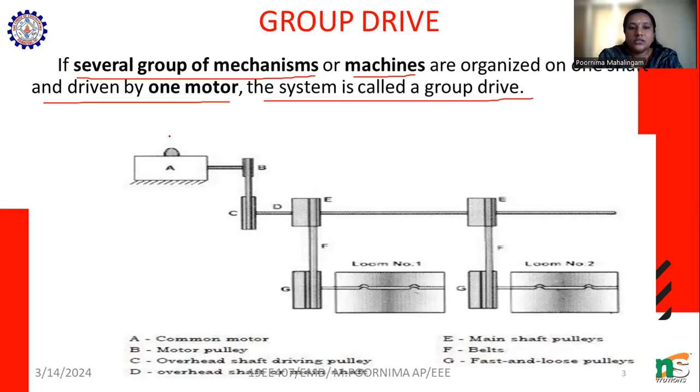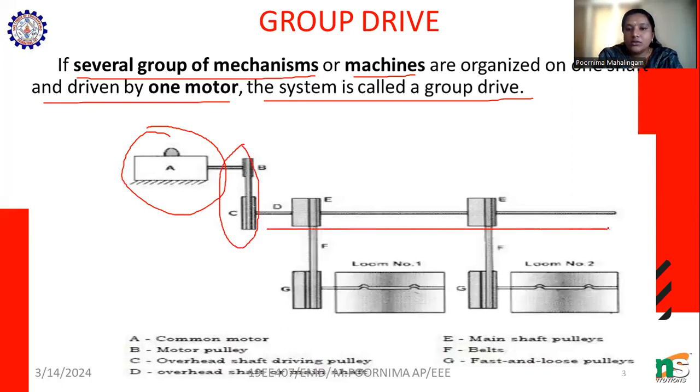Here we can see the picture. This is one motor, and we have a shaft. The shaft is connected with more shafts, and we have so many machines. So what is A? A represents the common motor. B represents the motor pulley. C represents the overhead shaft driving the pulley. This is the main shaft.